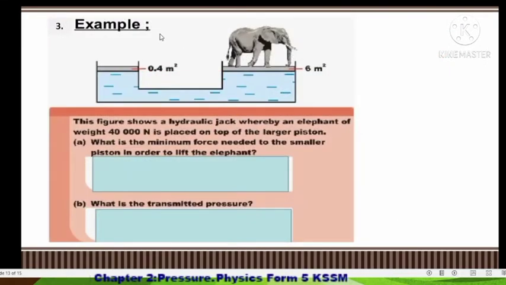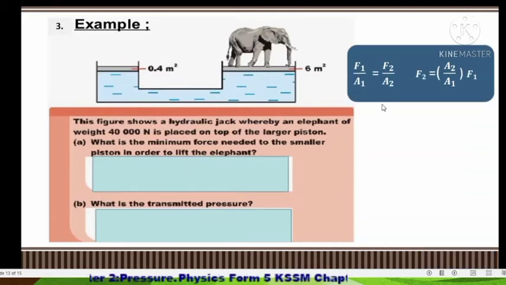Okay, the third example, this is a simple hydraulic system. This figure shows a hydraulic jack whereby an elephant of weight 40,000 Newton is placed on top of the larger piston. A, what is the minimum force needed on the smaller piston in order to lift this elephant? We look at the area for the input piston, which is 0.4 meter squared, and for the second piston, 6 meter squared. So we are going to use the Pascal formula.